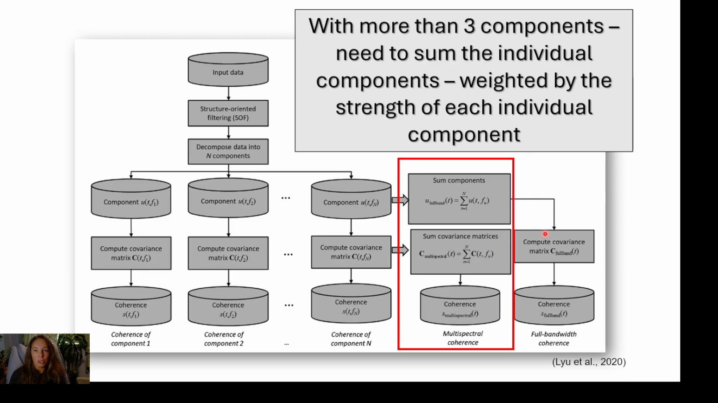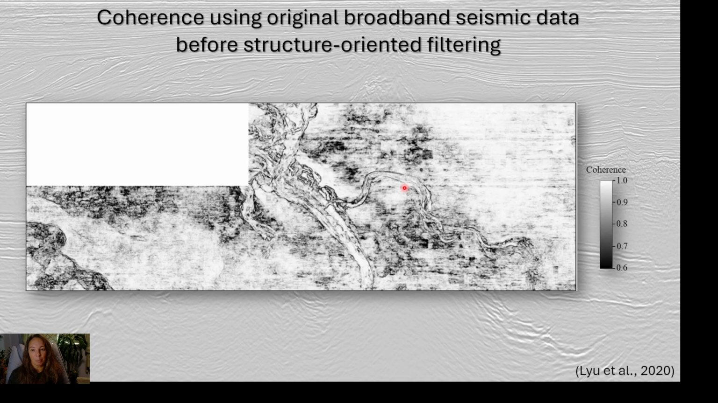And so when you're doing this, you have to sum the individual components and weight them by the strength of each individual component. So it's kind of an extra step that we have added in order to more mathematically combine them rather than the visual red, green, blue method.